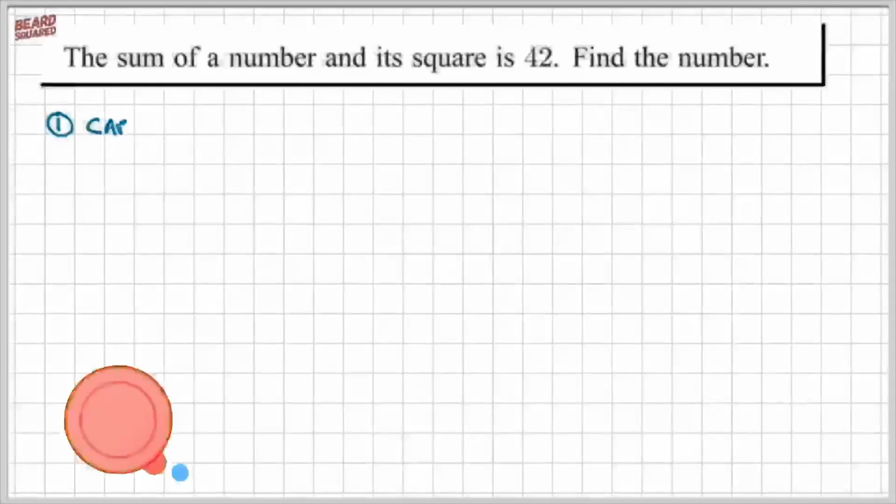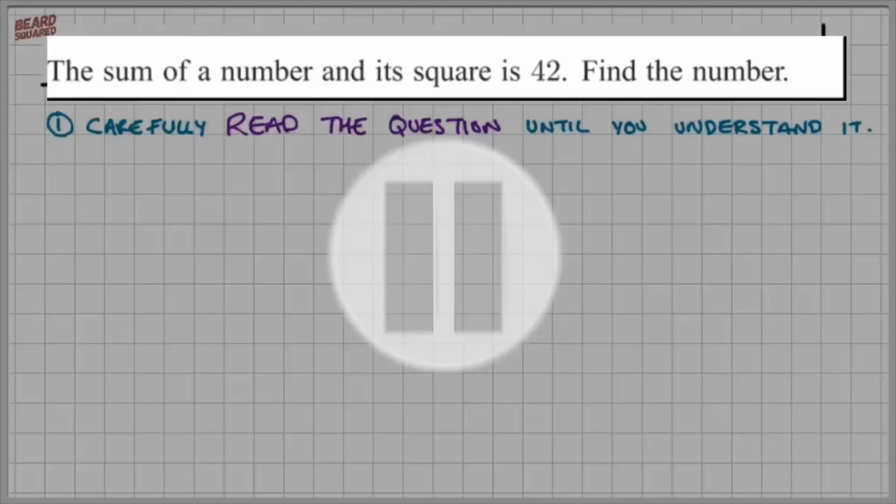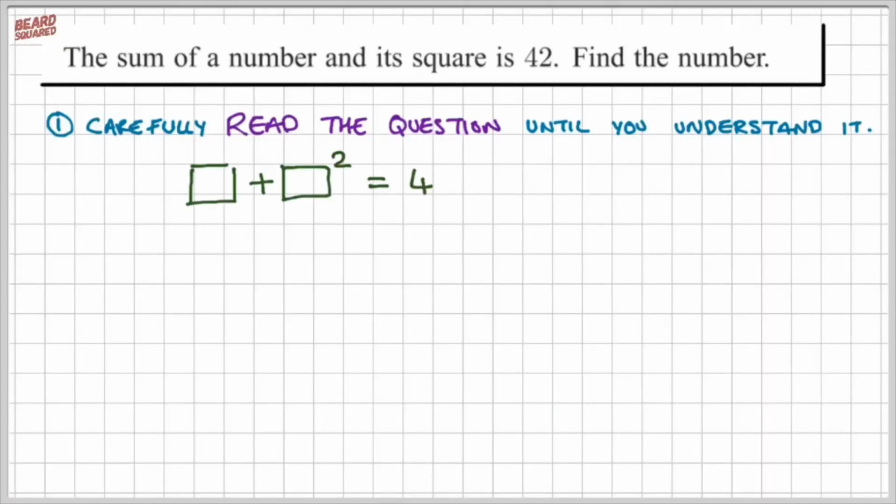Coming up. Okay, so we're exploring a question and it says the sum of a number and its square is 42, find the number. Now, step 1, what we're going to do is carefully read the question until we understand what it actually wants us to do. So what I understand from this question is that we have an unknown, and if we add it, i.e. the sum, to the square of that number, the unknown, then it should equal 42.